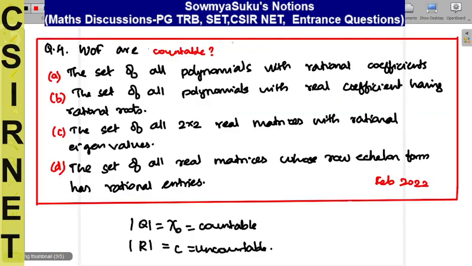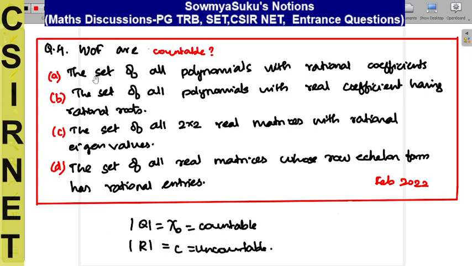Let's check the next question. Which of the following are countable? For this one, the options: set of all polynomials with rational coefficients; second, set of all polynomials with real coefficients; then C and D, real matrices with rational eigenvalues, and real matrices whose row echelon form has rational entries. For all this, we might know this one: the set of all rational numbers is countable, that is, the cardinality of Q is equal to aleph naught, which is countable. Similarly, the set of all real numbers is uncountable, that is, the cardinality of R is equal to C, that is uncountable.